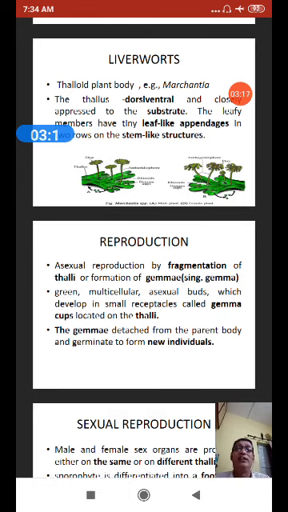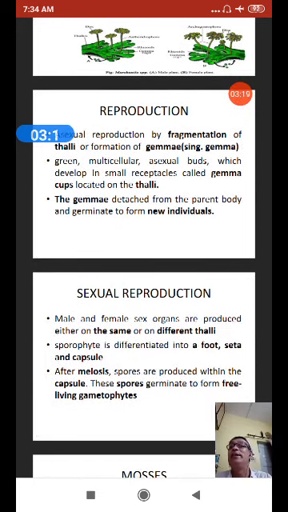Next, how do liverworts reproduce? Commonly by fragmentation of the thalli or by formation of gemmae, which are green, multicellular, asexual buds that develop in small receptacles called gemma cups located on the thalli. The gemmae detach from the plant body and germinate to form new individuals.